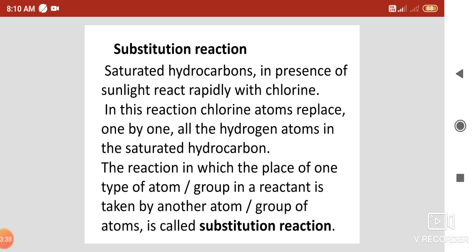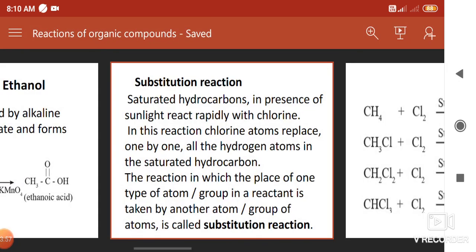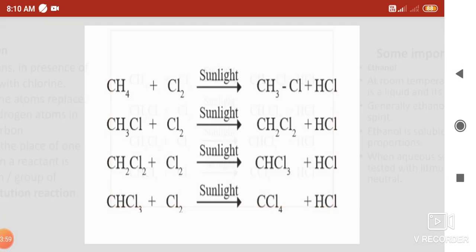Saturated hydrocarbons in the presence of sunlight react rapidly with chlorine. In this reaction, chlorine atoms replace one by one all the hydrogen atoms in the saturated hydrocarbon. So here you can see how the hydrogen is replaced by the chlorine. First, the methane has four hydrogens. The first hydrogen is replaced by chlorine and forms methyl chloride, CH3Cl.